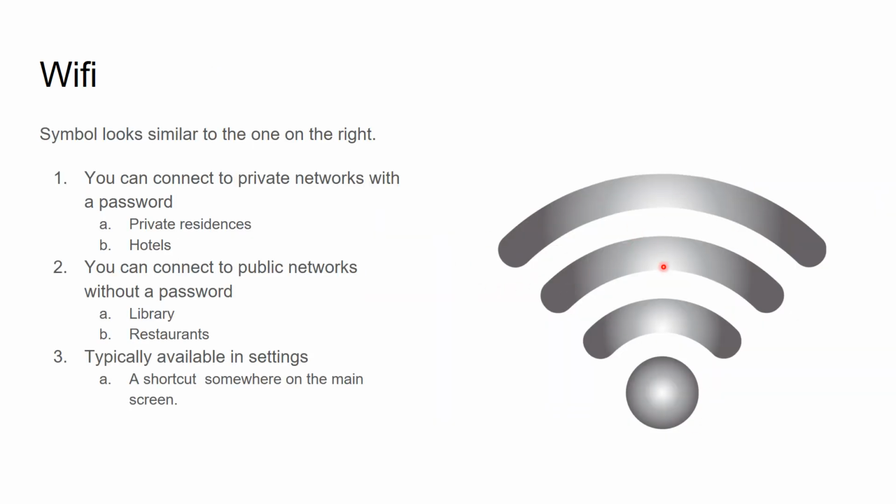Your Wi-Fi, as you can tell down there in the bottom right-hand corner where you saw the little computer one, if it's Wi-Fi, you're going to see something that looks like this. You can connect to private networks with your password. If you have a home network, you have to have that password to get into it. Hotels will give you those whenever you check in. Public networks are without a password, like our library. A lot of restaurants will have an open Wi-Fi connection. I know McDonald's and Taco Bell are big ones out in the world. And you can have a shortcut somewhere on the main screen to see those.